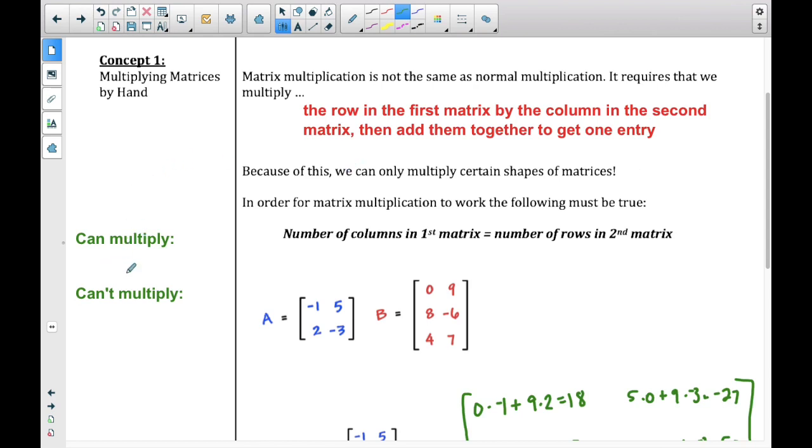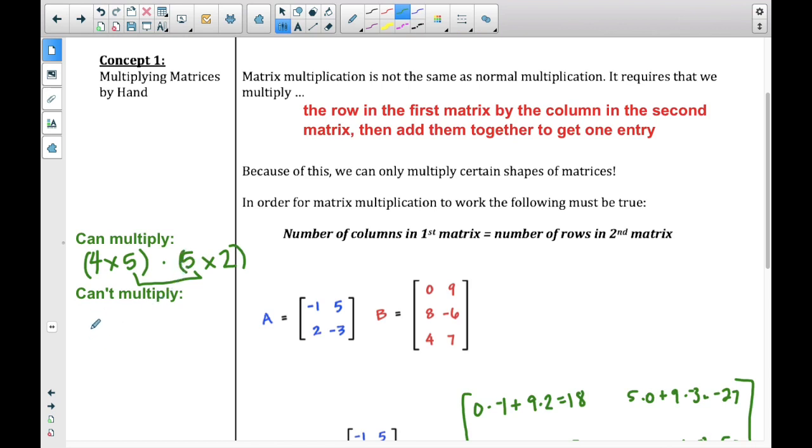So I'm going to come over here to the side. If you had a 4 by 5 matrix and you wanted to multiply that times a 5 by 2, you could multiply that because the 5 and the 5 match up. That is, the number of columns in this one matches the number of rows in this one.